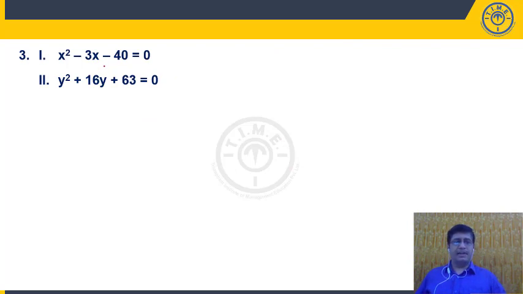x square minus 3x minus 40. So 40, what is the possibility to get a 40? 8 into 5. 8 into 5 is equal to 40. Now 8 minus 5, it is a 3. Now what about the roots of the first equation? Here the minus sign is given, minus sum of the roots is minus 3, means minus 8 plus 5 is equal to minus 3.